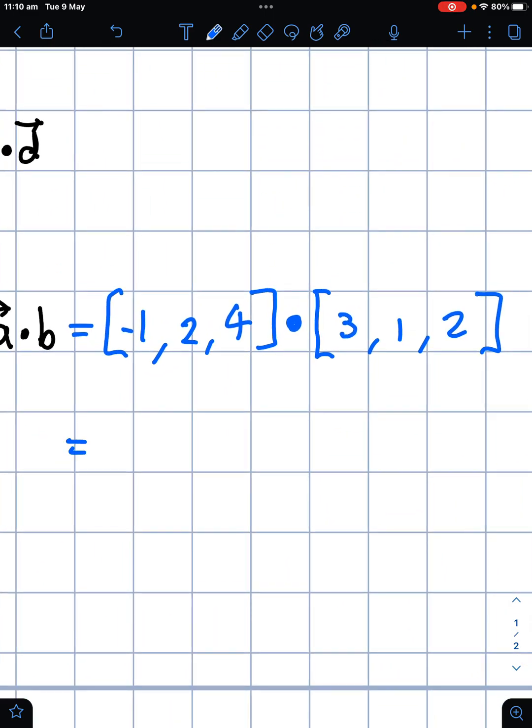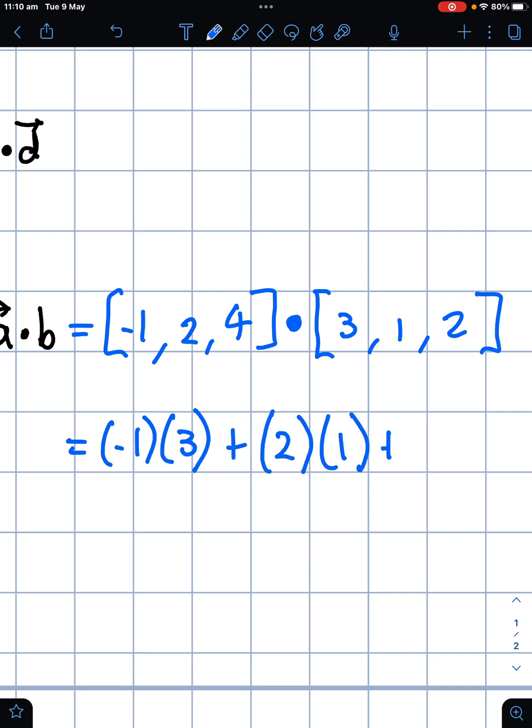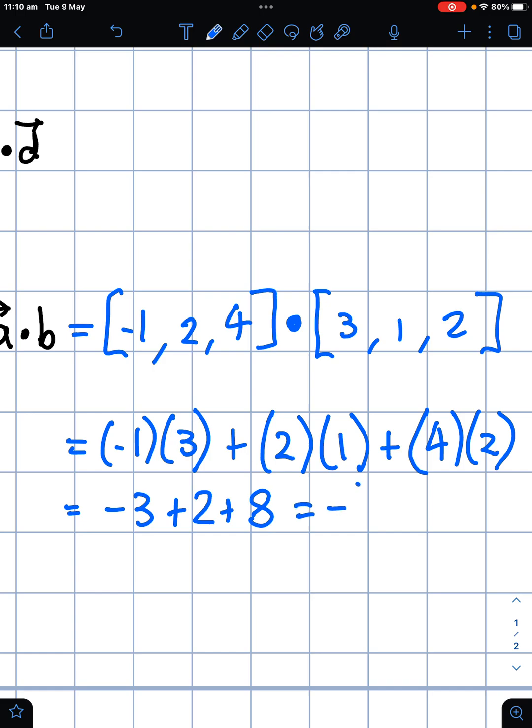This means I'm going to multiply the corresponding elements and add them. So I'm going to do -1 times 3 plus 2 times 1 plus 4 times 2. This is going to equal negative 3 plus 2 plus 8, which equals positive 7. All right, that's it for this section. Hopefully a nice quick one for you.